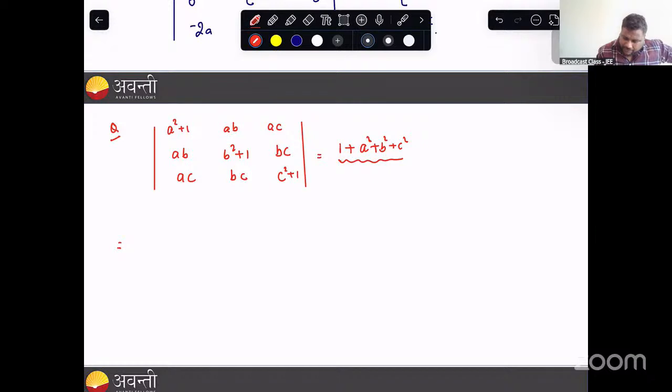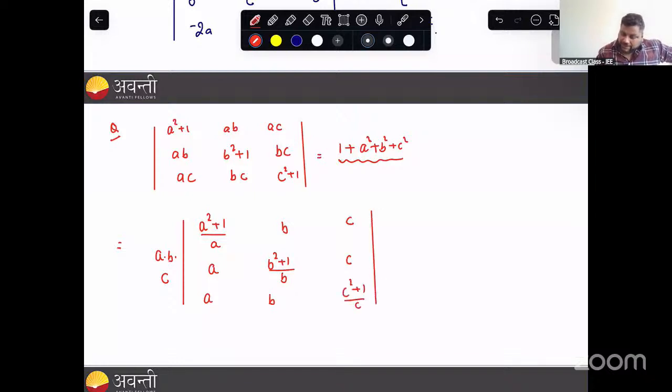Take A common from the first row. So if you take A common, you get A square plus 1 upon A, this is B, this is C. Correct? Then take B common from the second row. So A here, B square plus 1 upon B, C. And then take C common from the third row, A, B, C square plus 1 upon C. Am I correct up to this point?